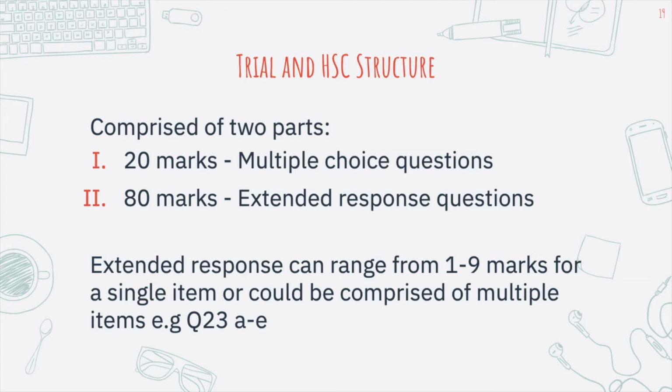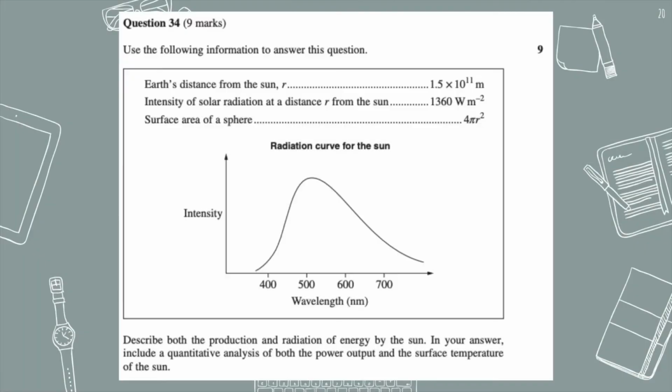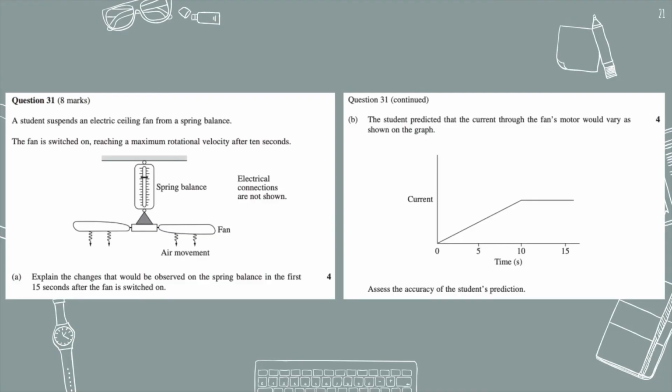Now, an extended response can range from 1 to 9 marks for a single item, or additional marks could be awarded if the item is comprised of multiple parts. So for example, last year's HSC had a 9-mark single item question. There was also an 8-mark multiple part question. So these are the structure of the questions that could be asked of you.